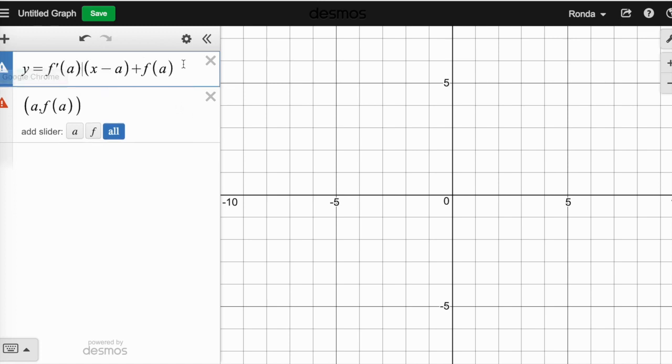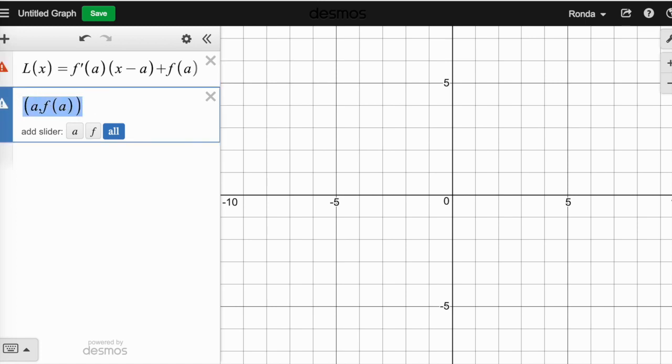So this is an equation of the tangent line, just in a slightly different form. This form we call the linear approximation form, or sometimes the linearization formula. A lot of times the y we call L of x because of linearization. But this is essentially the equation of a tangent line at any given point.